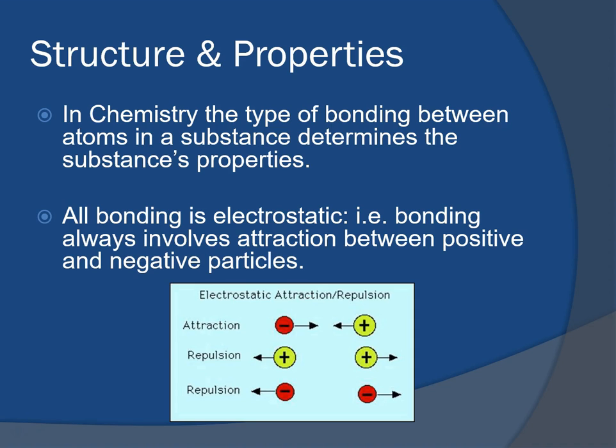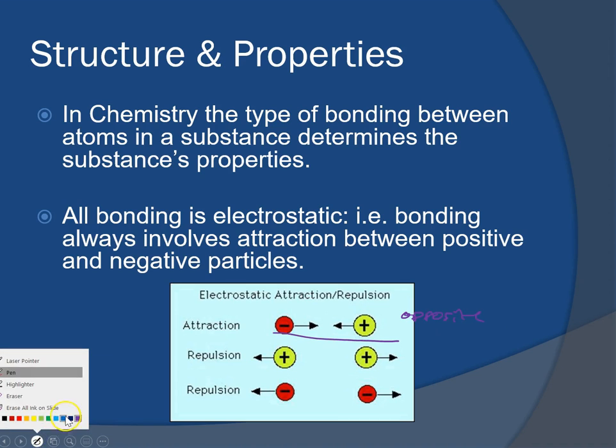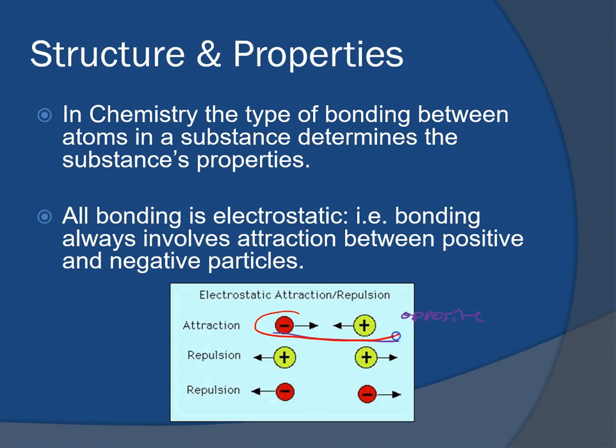So all bonding, be it metallic, covalent, or ionic, is electrostatic. That is, it comes about due to the attraction between positive and negative particles, or positive and negative charges. So we should remember that opposite charges attract, and like charges will repel. When we form an ionic bond, most of the time we're looking at which bits are attracting each other to stick the substance together. If they repel, then that's not going to help keep it together.